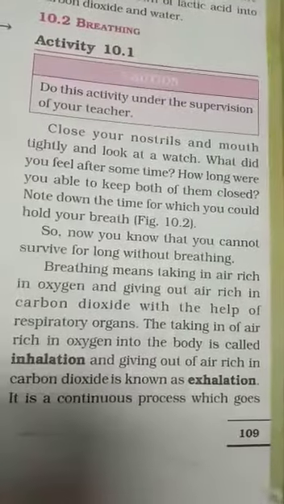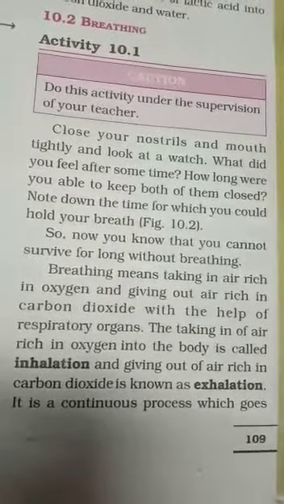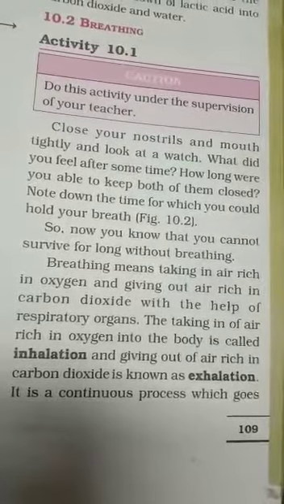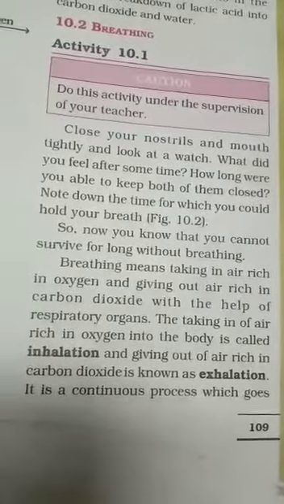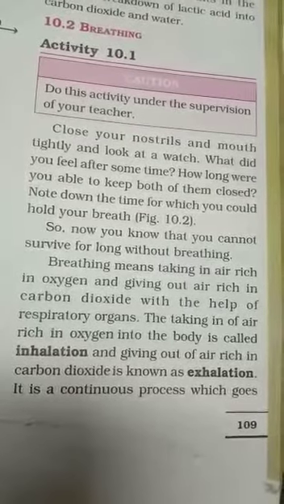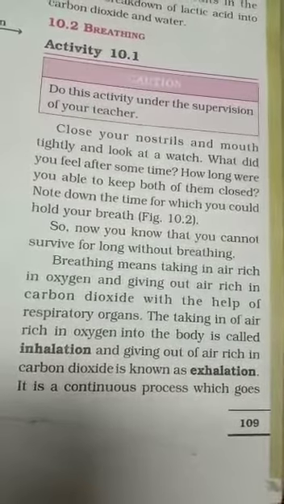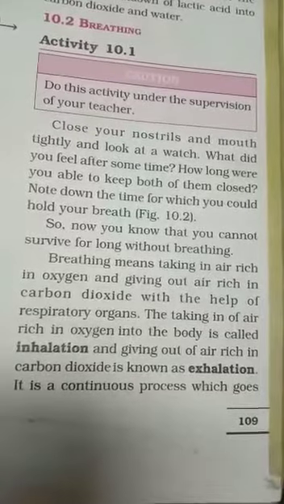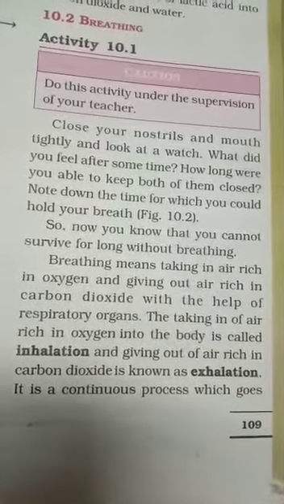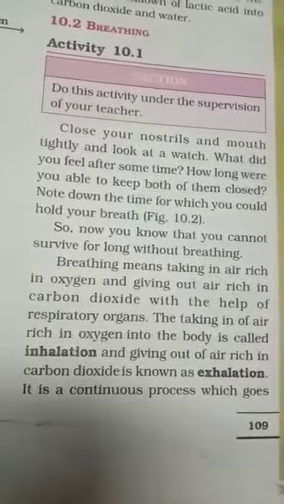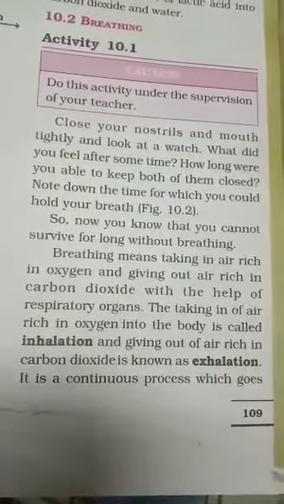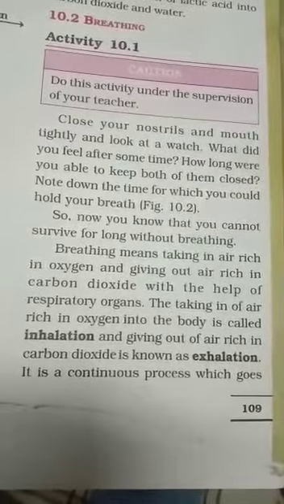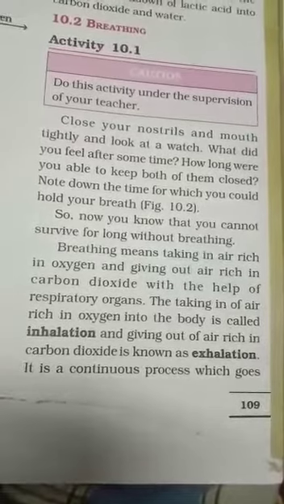Breathing means taking in air rich in oxygen and giving out air rich in carbon dioxide with the help of respiratory organs. That is very important, and a likely exam question. Taking in air rich in oxygen into the body is called inhalation, and giving out air rich in carbon dioxide is called exhalation.